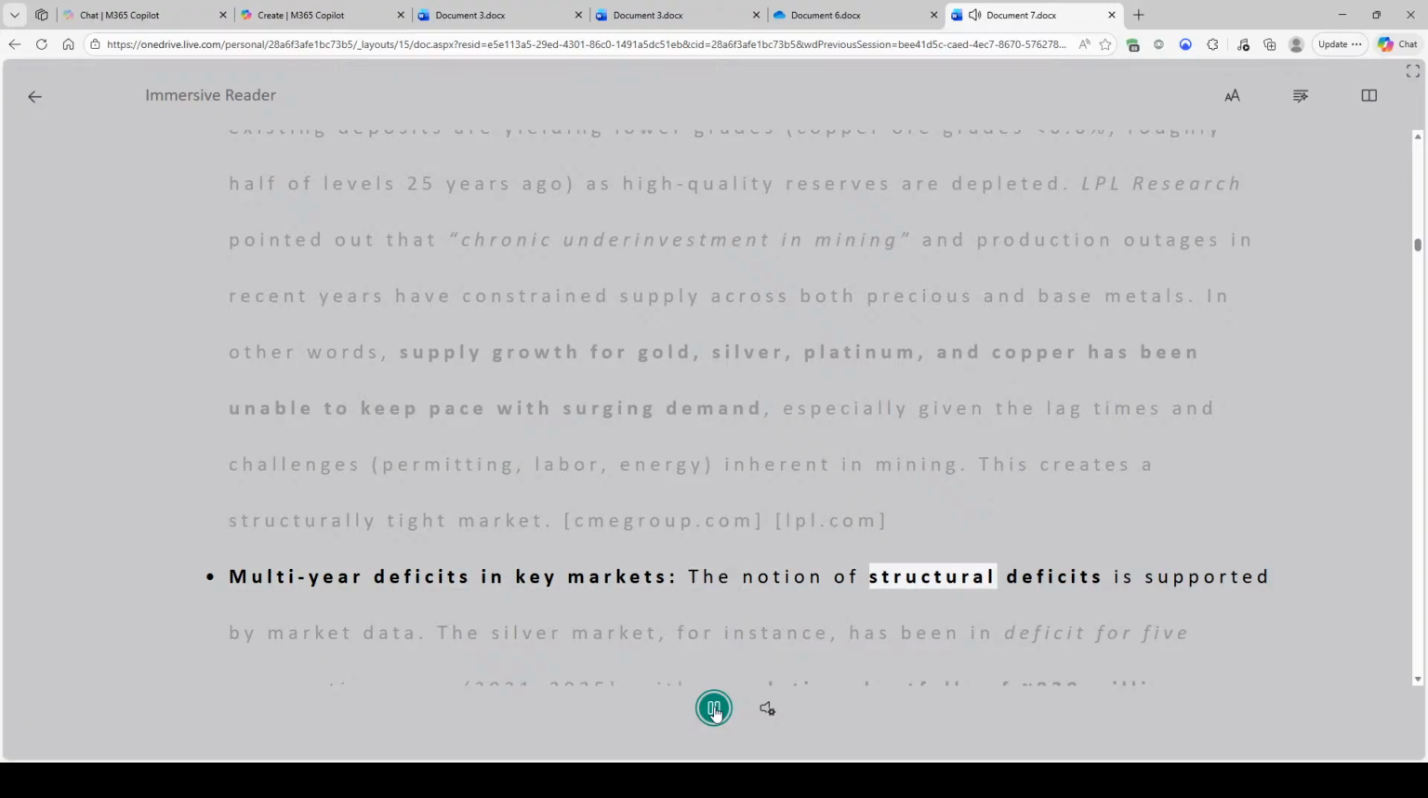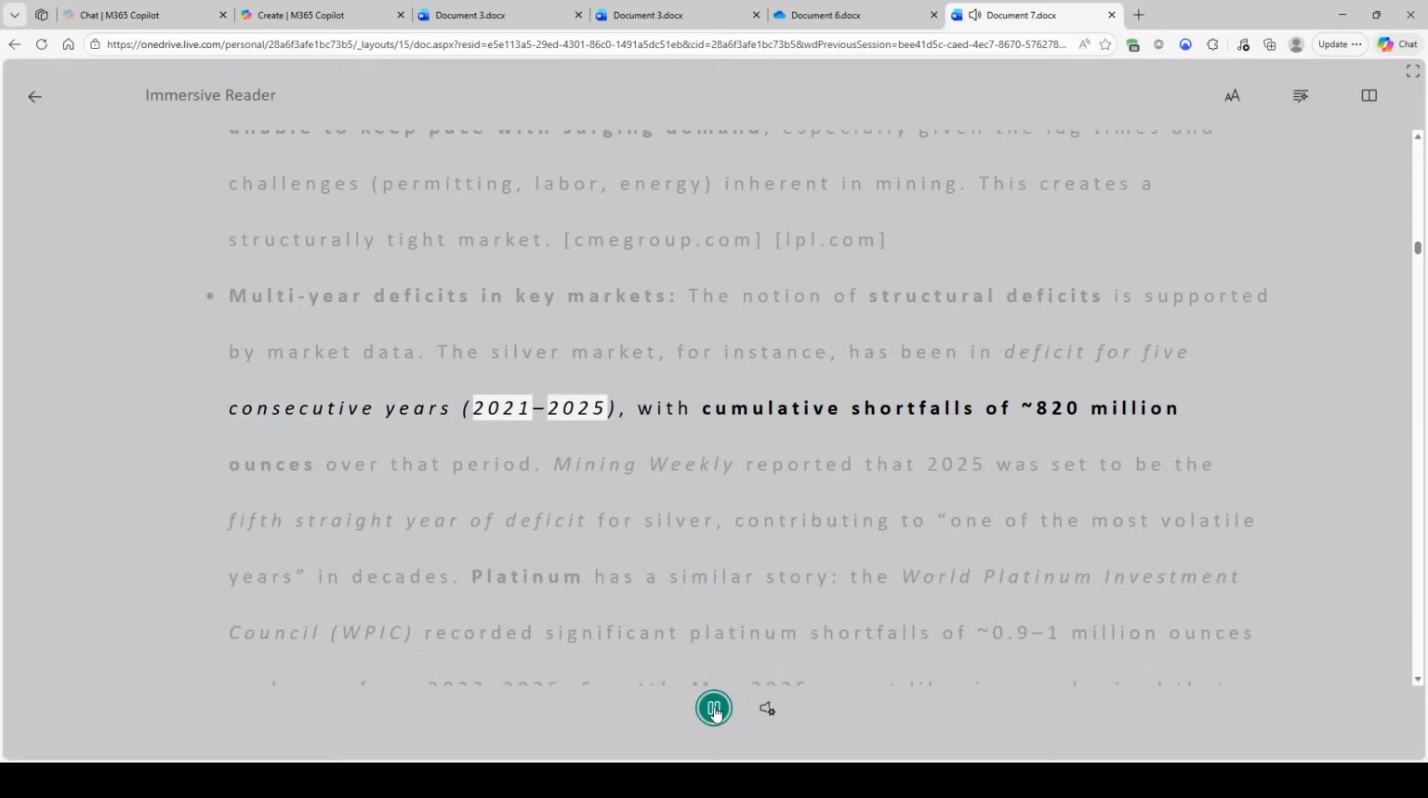Multi-year deficits in key markets. The notion of structural deficits is supported by market data. The silver market, for instance, has been in deficit for 5 consecutive years, 2021 to 2025, with cumulative shortfalls of 820 million ounces over that period. Mining Weekly reported that 2025 was set to be the 5th straight year of deficit for silver, contributing to one of the most volatile years in decades.